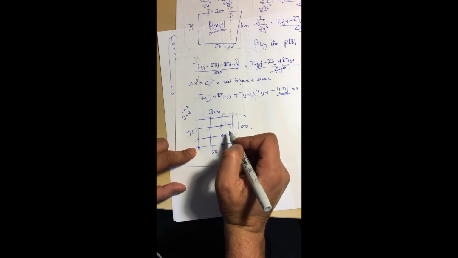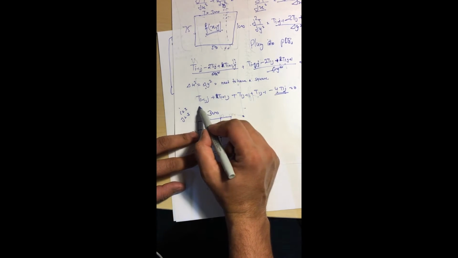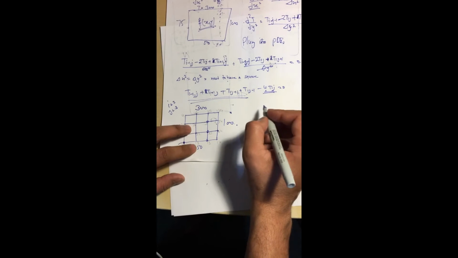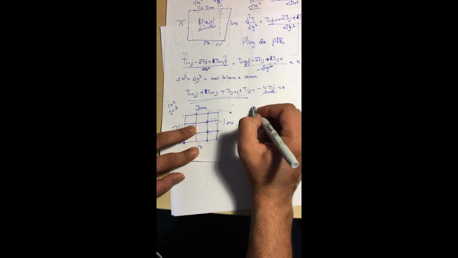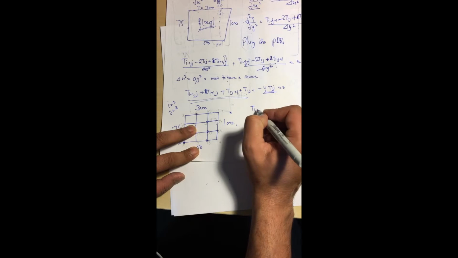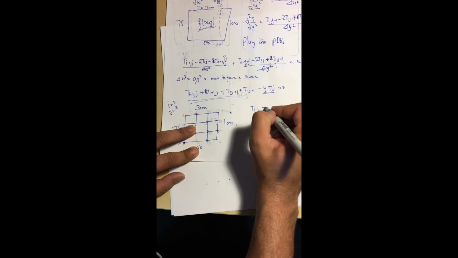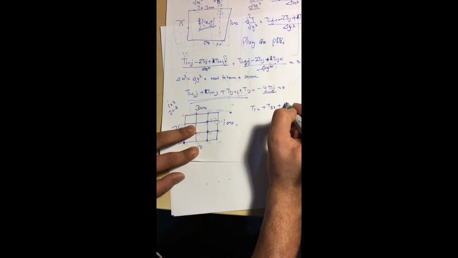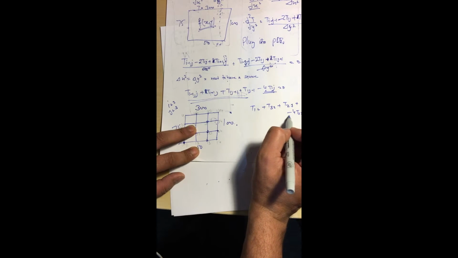Now this is our interior point T(2,2). To solve this point, we need to use this equation. Let's put 2 as i and 2 as j. Trying to solve this, what we'll get is T(1,2) plus T(3,2) plus T(2,1) plus T(2,3) minus 4T(2,2). So this is our diagonal.